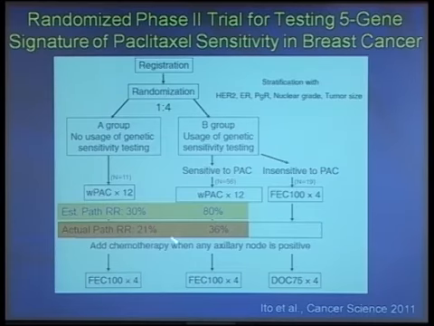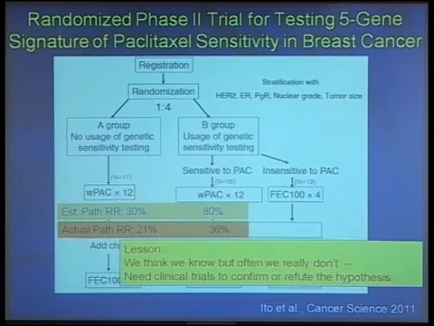Lo and behold, this is the result. The actual pathologic response rate is 21% if you give standard therapy. It's only 36% if you use this gene signature. So what's the lesson learned? The lesson is that we think we know many times, but oftentimes we really don't. We need a clinical trial to confirm or refute the hypothesis.